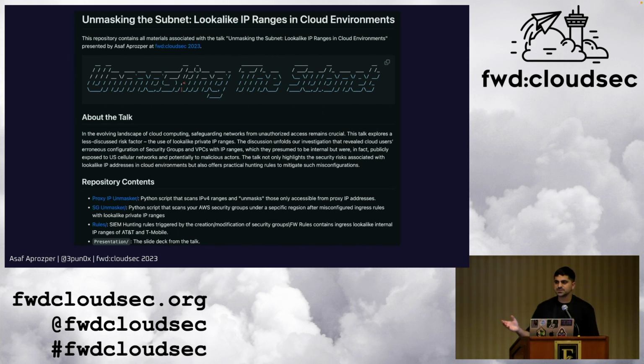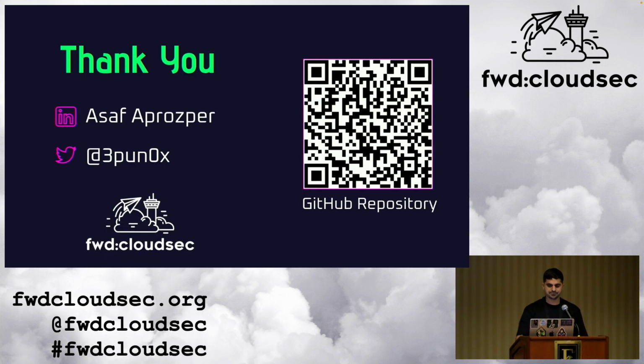So I prepared the GitHub repository for the talk, your one-stop shop for everything we'll be talking about today, packed with all of the scripts, the IP unmasker, and the security group unmasker that you need to tackle the lookalike IP misconfiguration issue in your environment. So go ahead, scan the QR code for the GitHub repository, where these tools will give you the power to secure your environment. Happy hunting, guys. Hope you enjoyed the talk.